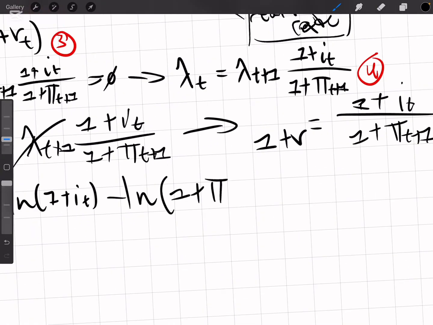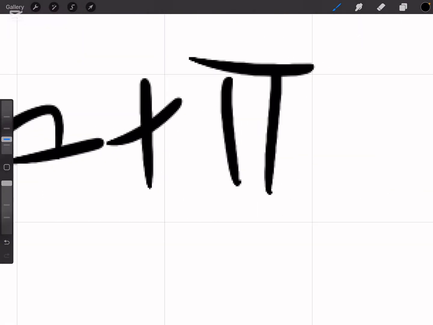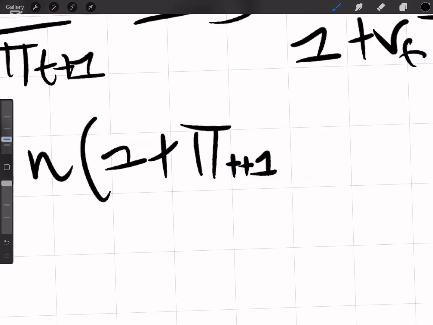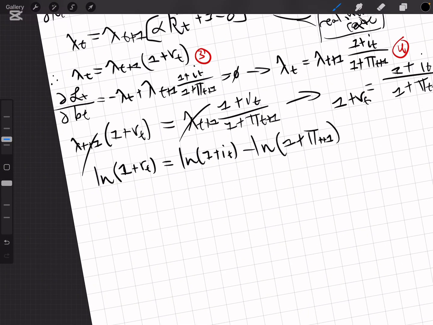Yeah, this is right so far. This is T. Don't be forgetting your subscripts, dude, or else you're screwed. So, bada boom, bada bing.